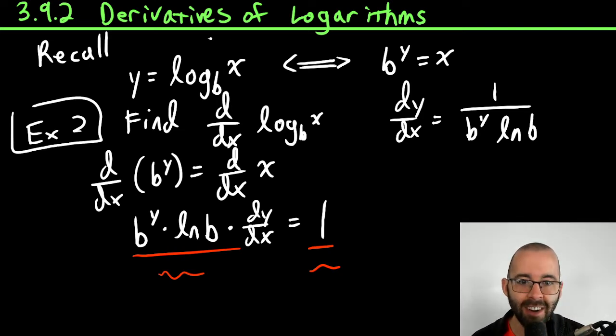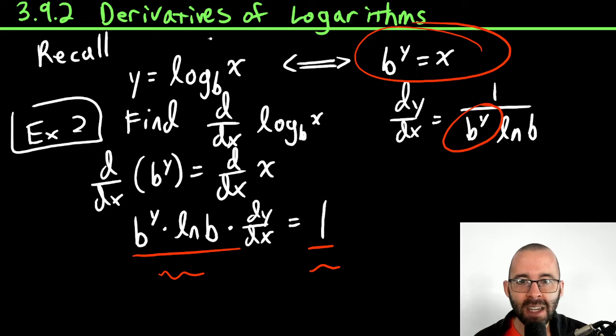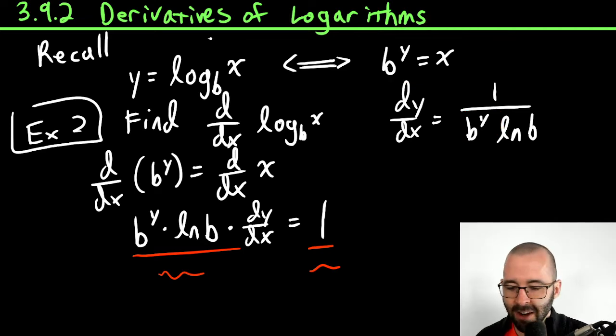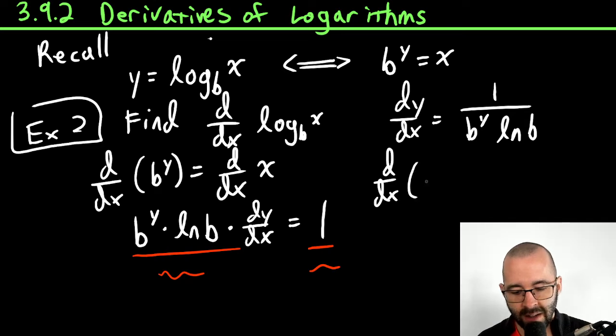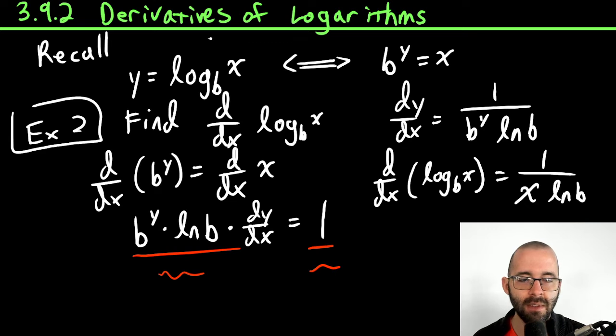But it gets even better. And I don't even mean that sarcastically and like, hey, it's getting better. I mean, actually, you're going to be happy. Because what's b to the y? B to the y is the same exact thing as x. That's what the equal sign means. B to the y equals x. So let's make our formula a little nicer. The derivative of y, which is log base b of x, is equal to 1 over b to the y, which we said was x, times the natural log of the base.